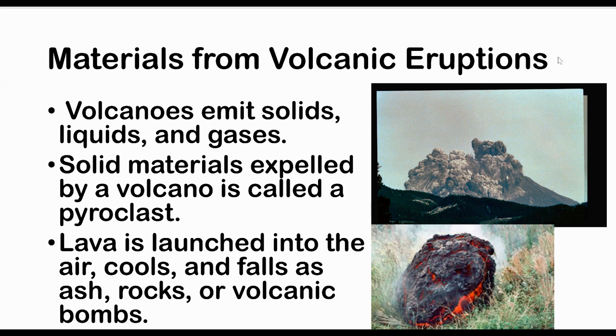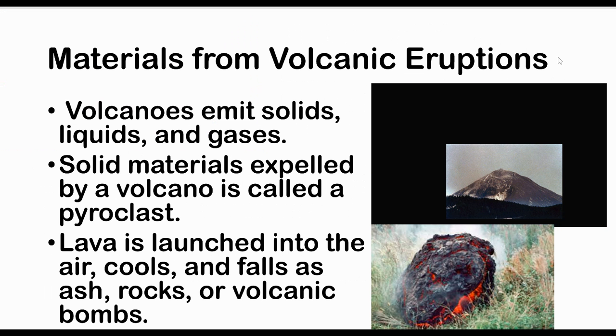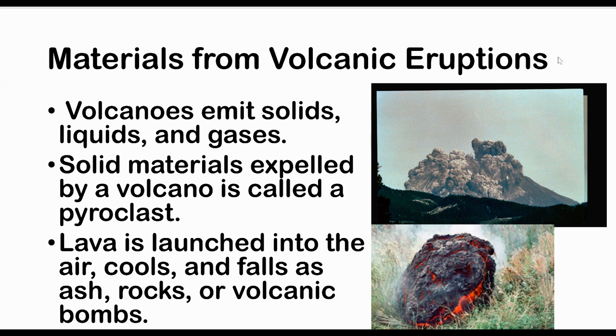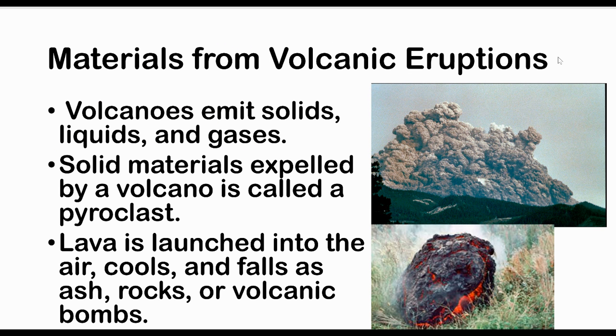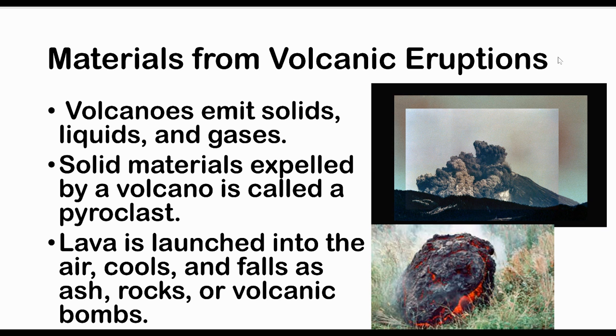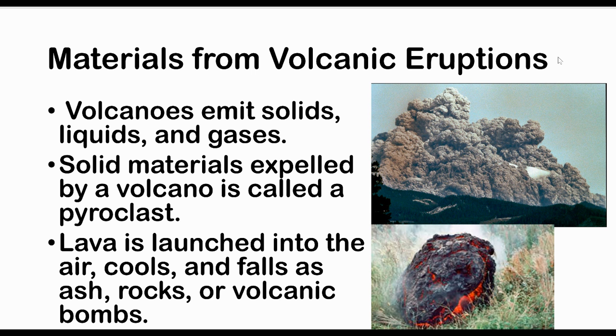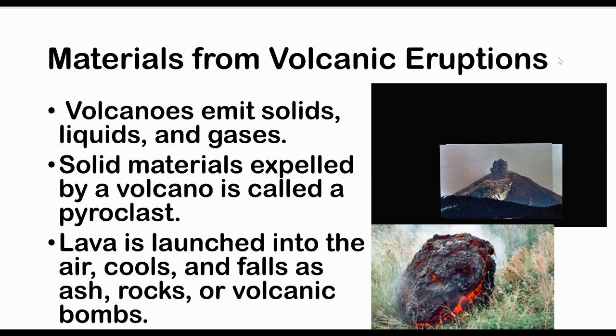Volcanoes can emit solids, liquids, and gases. Solid material expelled by a volcano is called a pyroclast. Okay, solid things that just come out of a volcano are called pyroclasts. Lava can be launched into the air. It can cool down and fall as ash. It can fall as rocks or something called a volcanic bomb.